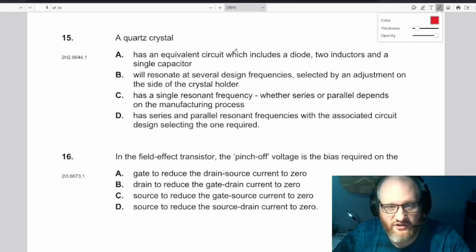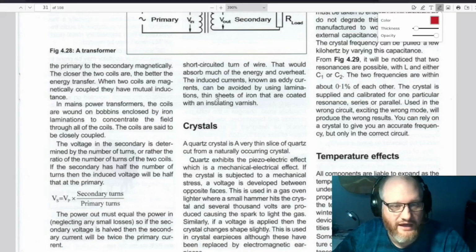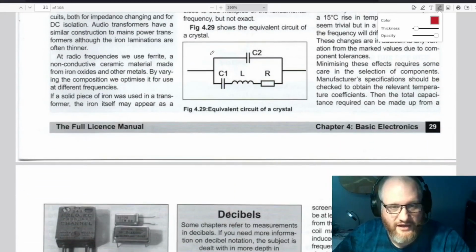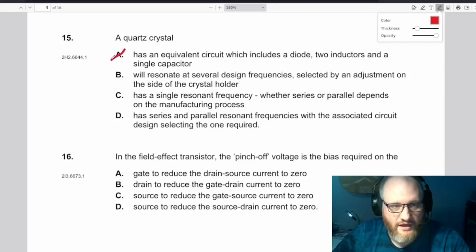So we've got A has an equivalent circuit which includes a diode, 2 inductors and a single capacitor, and while a crystal, like many other components, will have an equivalent circuit, we can look that up in the full license manual here, and we can see that it consists of a capacitance in parallel with another capacitance, an inductance and a resistance, but there are no diodes here, so we can rule that option out straight away. Option A is gone.